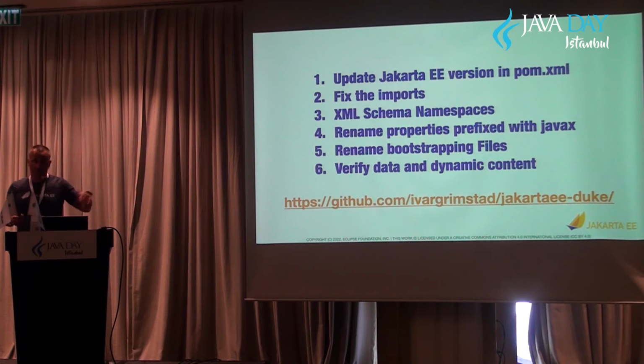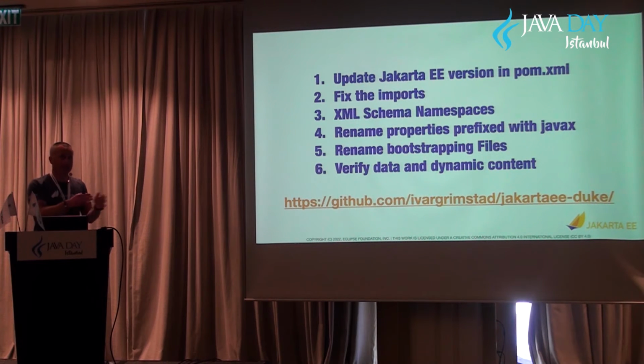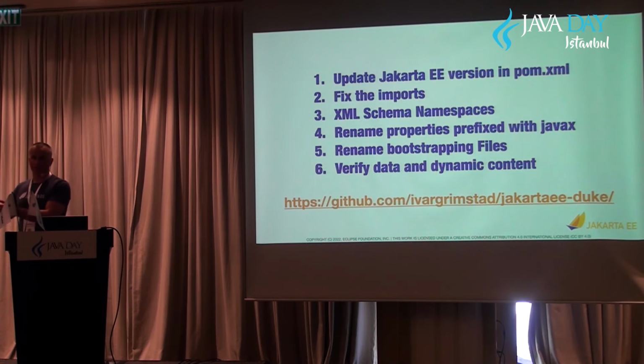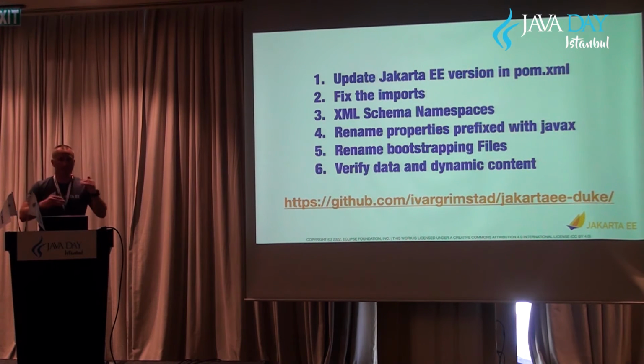And these are the steps, and you can find this on the Jakarta EE application on my GitHub. There is a tutorial there, so you can go through these steps and do it in your own application. What you need to do is update the POM, obviously, to the new Jakarta EE version. Then you need to fix imports, because you will get a lot of compilation errors. All the javax to Jakarta. Then there are some XML schema namespaces that are updated from the old jcp.org to jakarta.ee, and the versions of the namespaces. So there is a little bit of fiddling there.